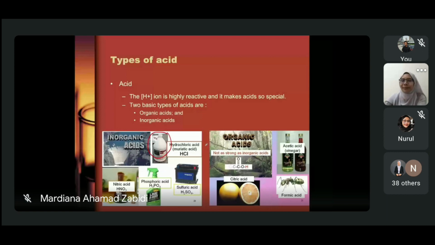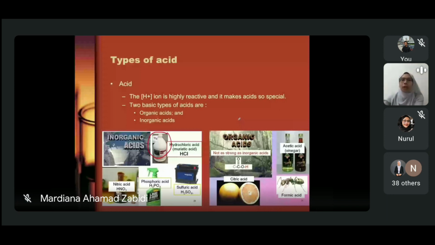acid. Okay, so next time, if you have the opportunity to come back to UiTM, or you are going to deal with this inorganic acid, please take extra precaution because it is dangerous.